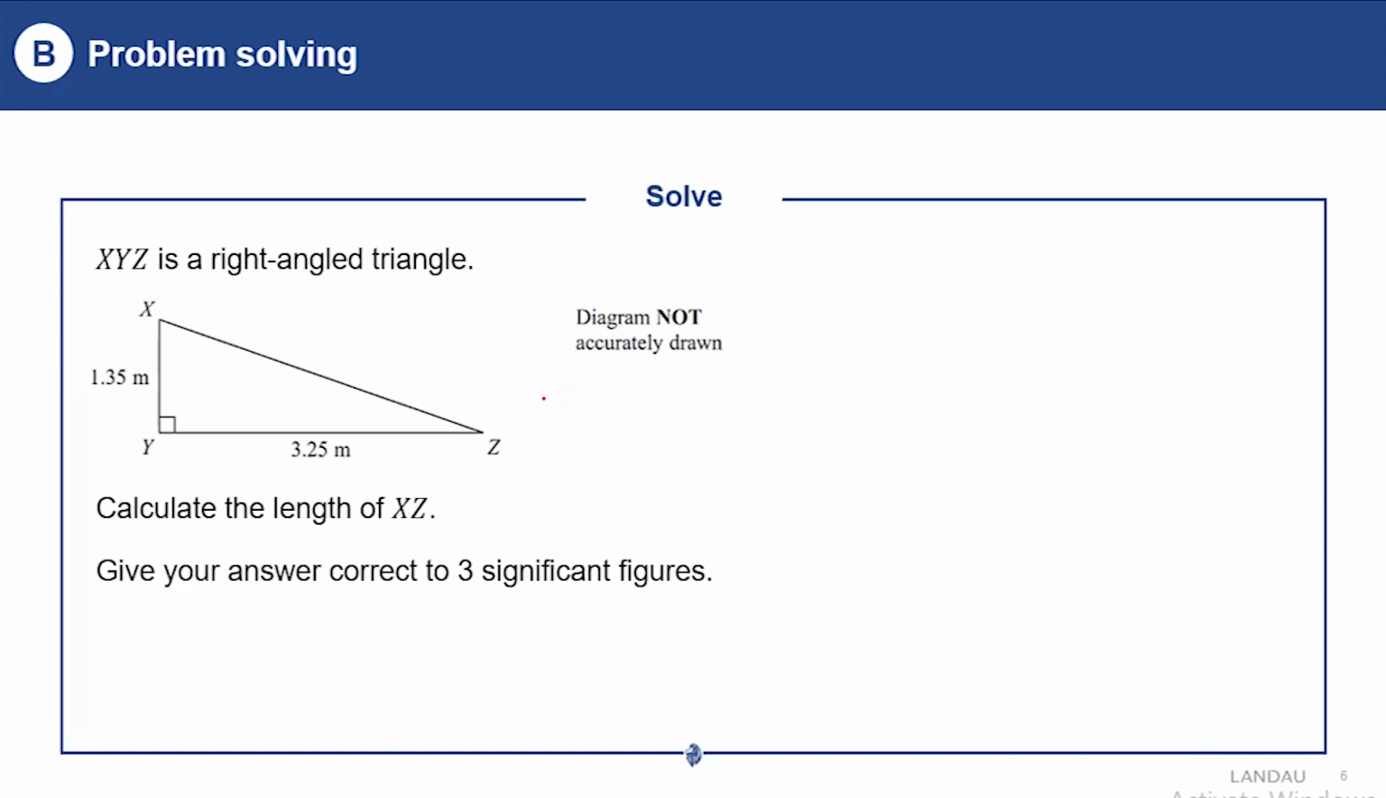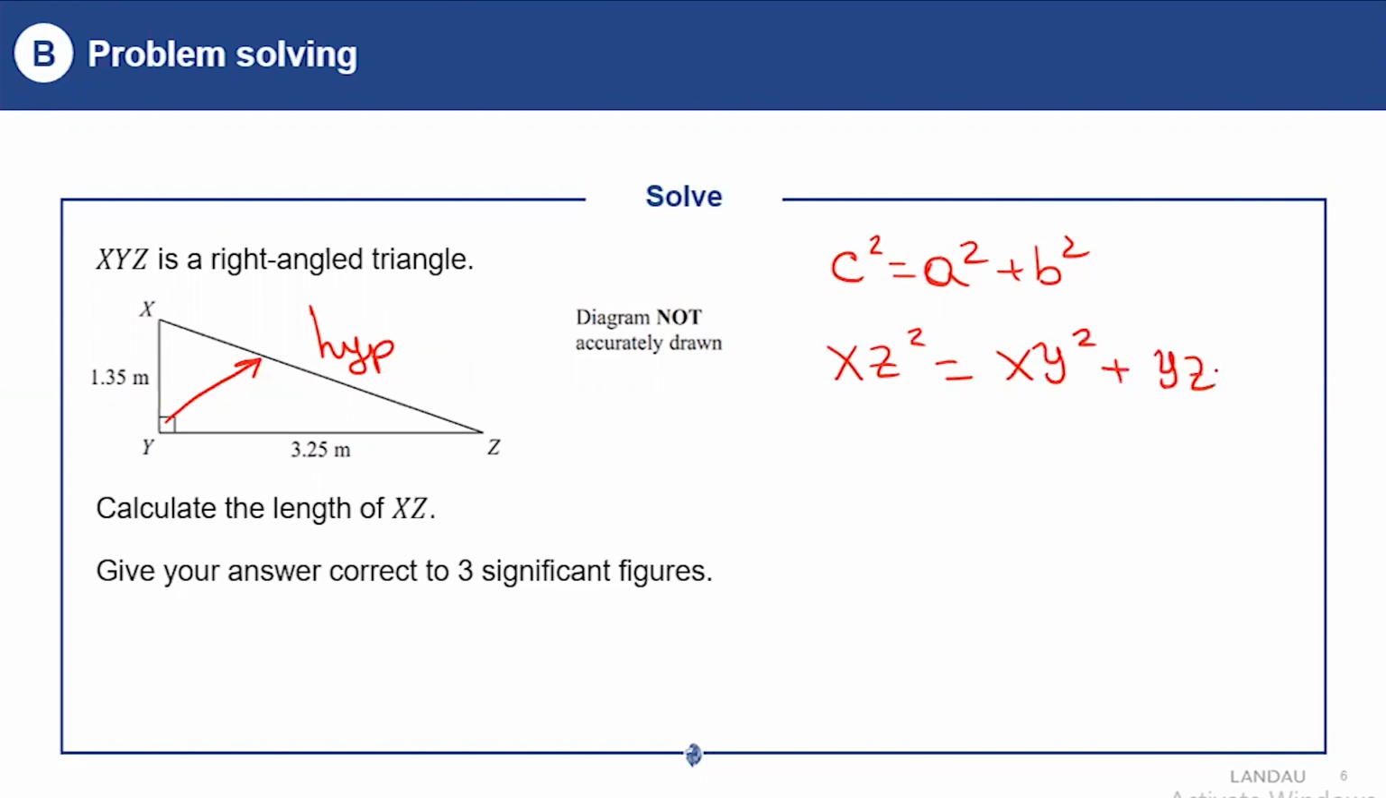Let's start applying the previous formula to the questions. Here we have XYZ, which is a right angle triangle. XY and YZ are given, and we are looking for the value of XZ. As you see, XZ is the hypotenuse here, right? Because it is opposite the right angle. So we learned the formula. We will write C squared equals A squared plus B squared. So if we want to write this formula for the given right angle triangle, we will write XZ squared, which is the hypotenuse, equals XY squared plus YZ squared.